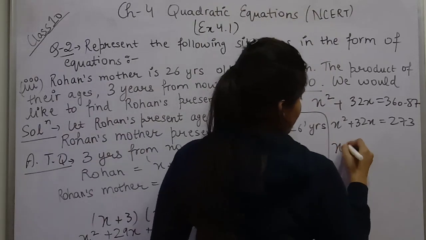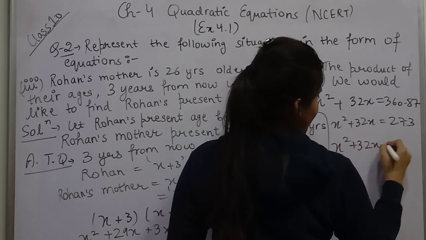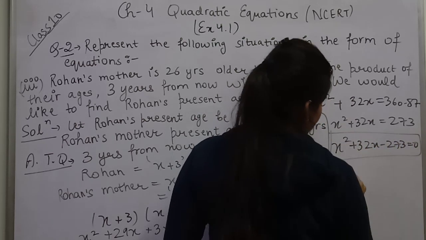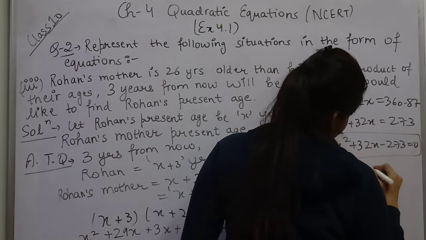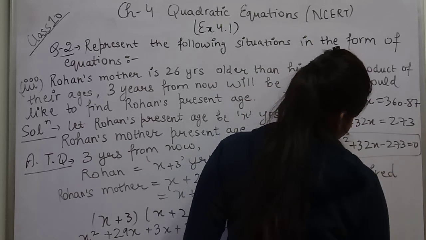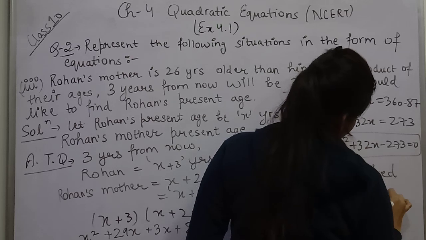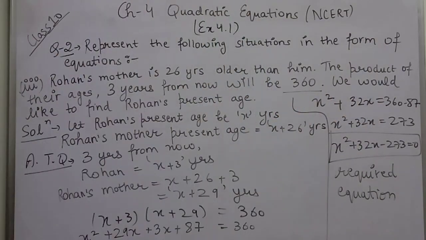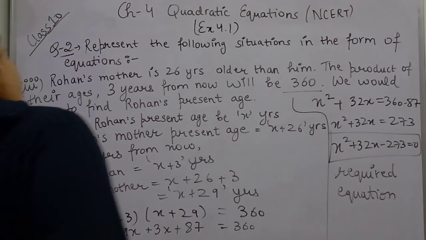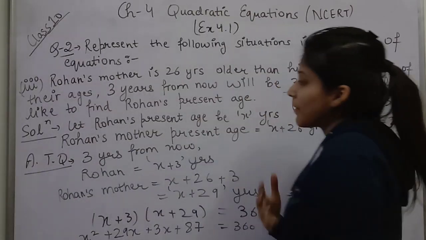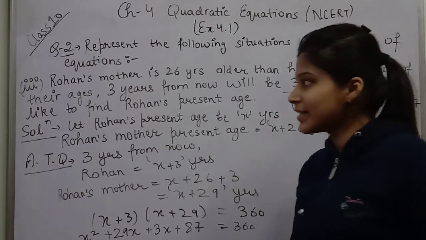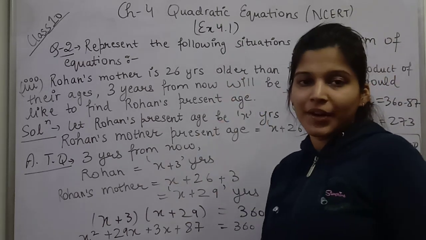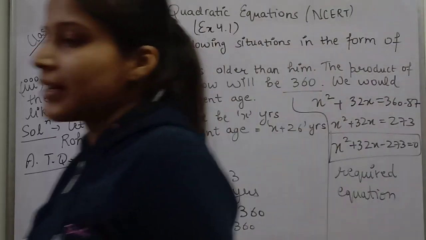So x square plus 32x minus 273 equals 0. This is the required equation. x square plus 32x minus 273 equals 0. So children, please note this down. Then we'll recall what we have done in this. We'll recall this because many children have problems with age questions. Right. First note down, then we will discuss this again.